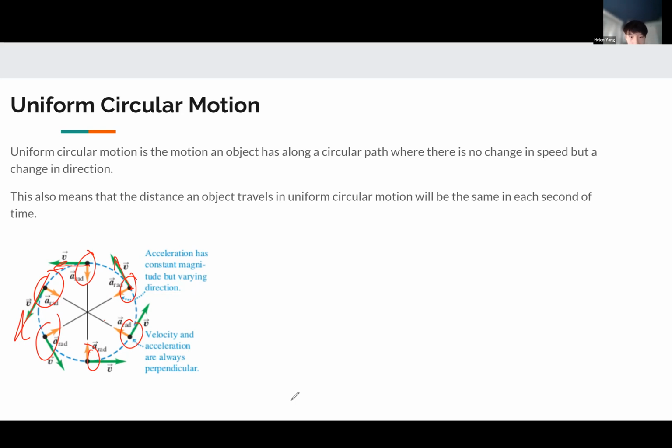This also means that the distance an object travels in uniform circular motion will be the same in each section of time. So let's say that an object travels a distance from here to here. It's going to be the same from all points. Each second, the distance an object travels along the circular path will be the same. Like if we're saying that this is 1 second, then these are all going to be the same distance.